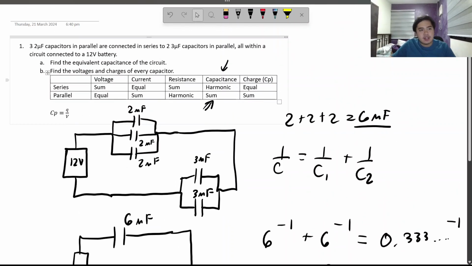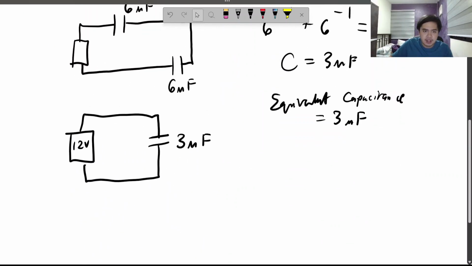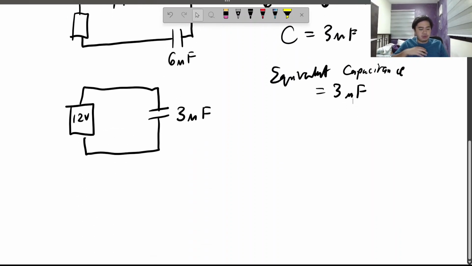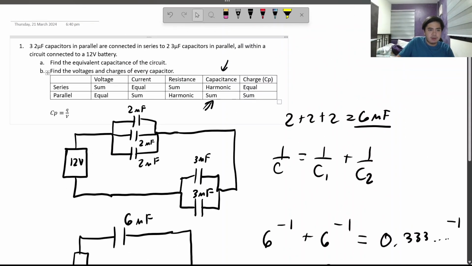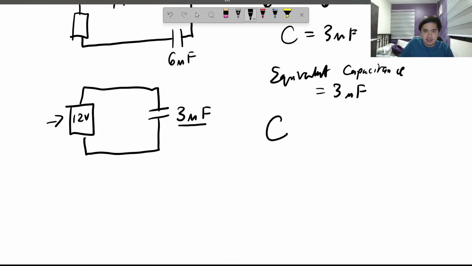Alright. So the second part of the question is to find the voltages and charges of every capacitor. How are we going to do that? Well, first of all, we need to find the charge of the entire thing. We know the equivalent capacitance and we have the total voltage. We can find the charge using the formula capacitance equals charge over voltage: C equals Q over V, where Q is the charge and V is the voltage.